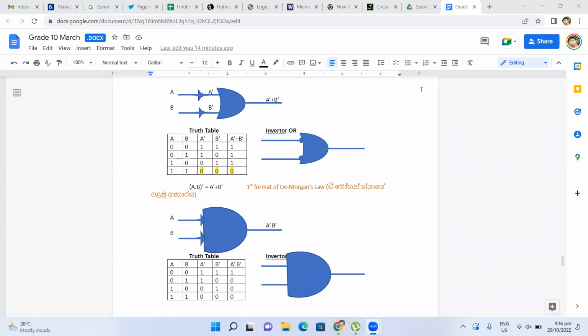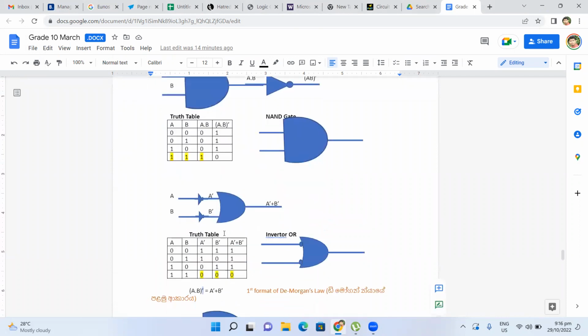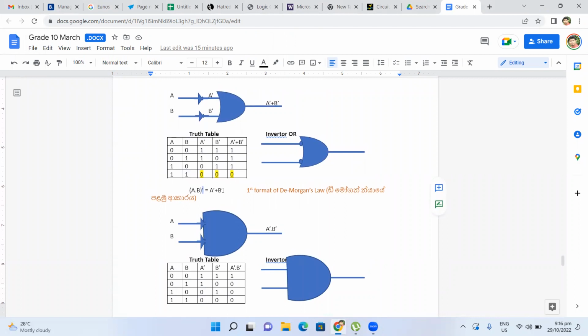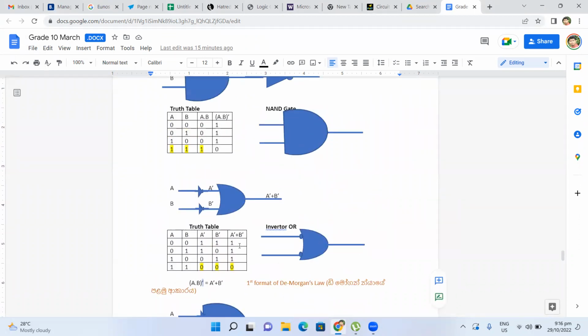Right. Just using that logic, we can prove one law that we are going to learn. That is called De Morgan's law. Actually, what De Morgan said is, if you take A and B, then NOT it, that means NAND. Can you remember the NAND gate here? 1 1 1 0 is the result of NAND. That result is equal to A not OR B not here, and this is also 1 1 1 0. Compare the last results, not the intermediate results. This is 1 1 1 0, and this is also 1 1 1 0.